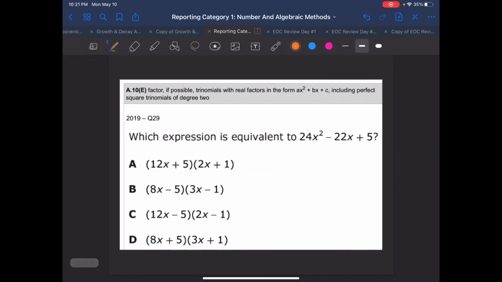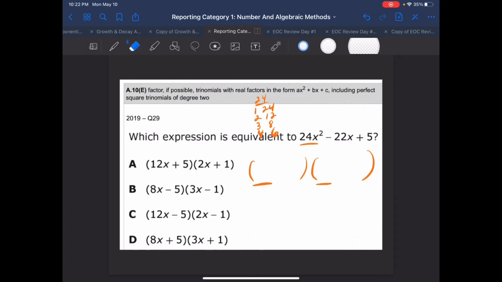Now let's go ahead and try this question since it has a leading coefficient bigger than 1. Which expression is equivalent to 24x squared minus 22x plus 5? This times this should multiply to give me 24x squared. Factors of 24 are 1 and 24, 2 and 12, 3 and 8, 4 and 6. So notice that we have 4 options for 24x squared. To decrease our choices, let me look at the answer choices here. Notice that they only use 12x and 2x, or 8x and 3x.